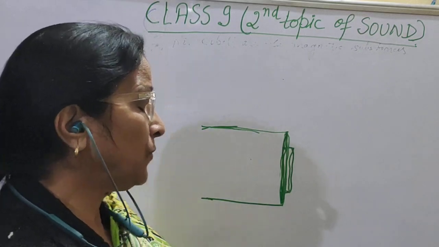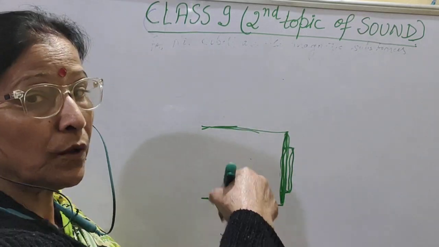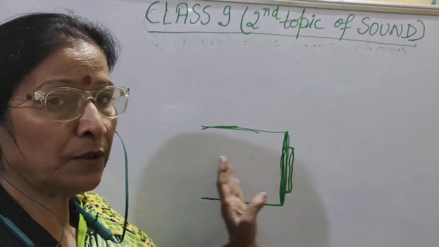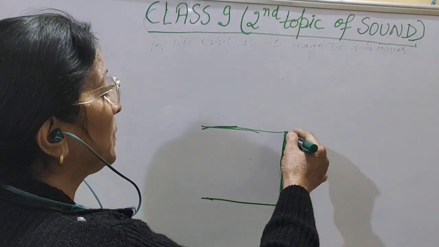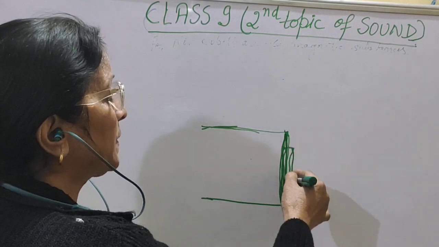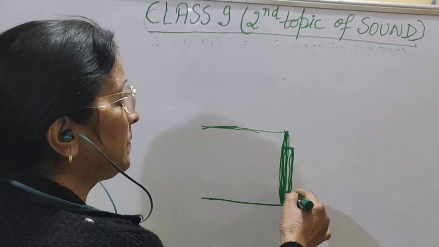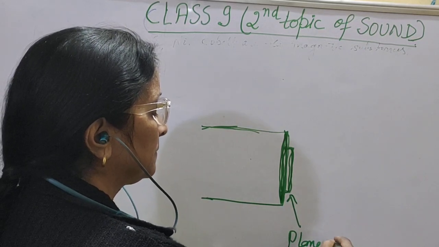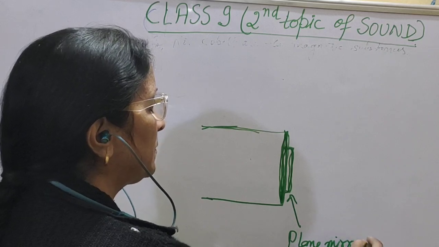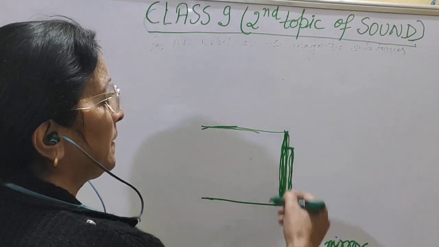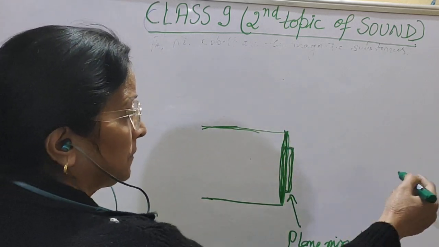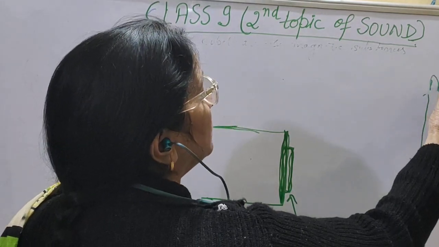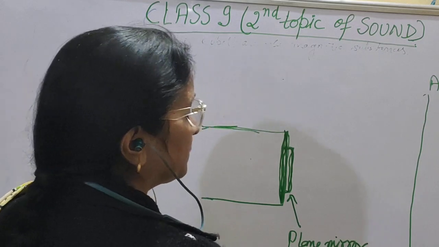For that we take a rectangular cardboard box, and we remove the two ends of the box, and on one end we fix a balloon. On that balloon there will be a plain mirror here, and this one will be the balloon. Now we keep a screen at some distance from this cardboard box.